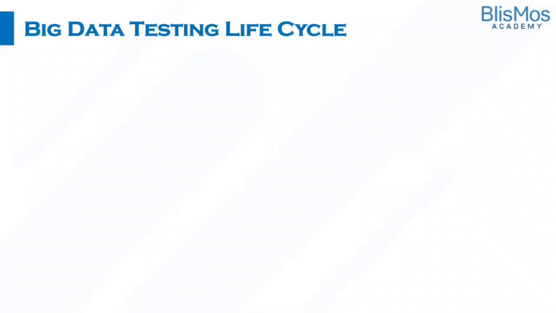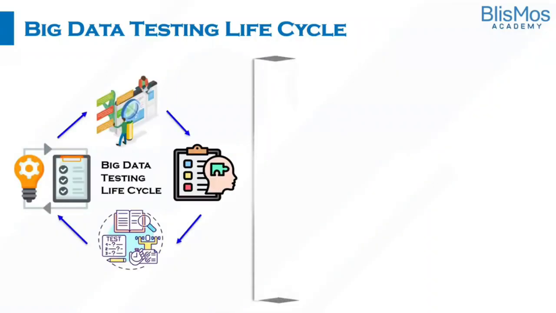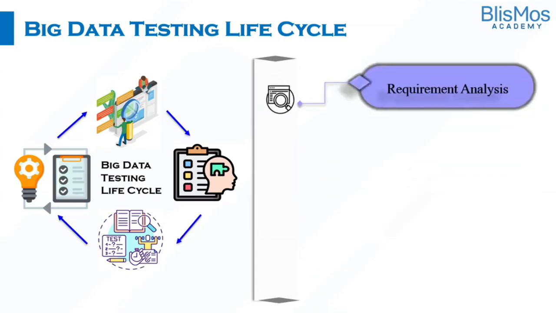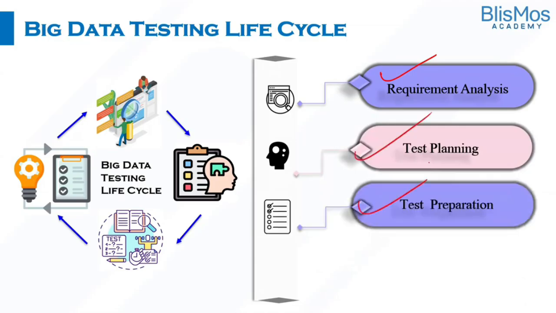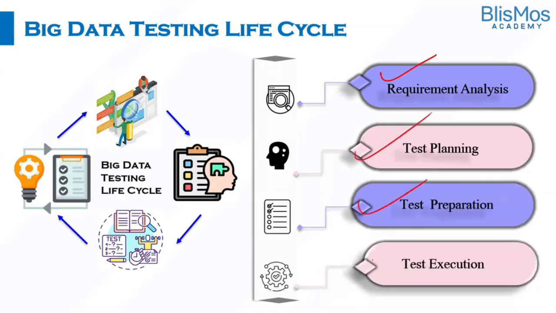Big data testing lifecycle involves different phases of testing aligned to the big data development. When you have to test a big data development project, what are all the activities you need to perform from the big data testing lifecycle? Big data testing lifecycle involves 4 important phases: requirement analysis, test planning, test preparation, and test execution.